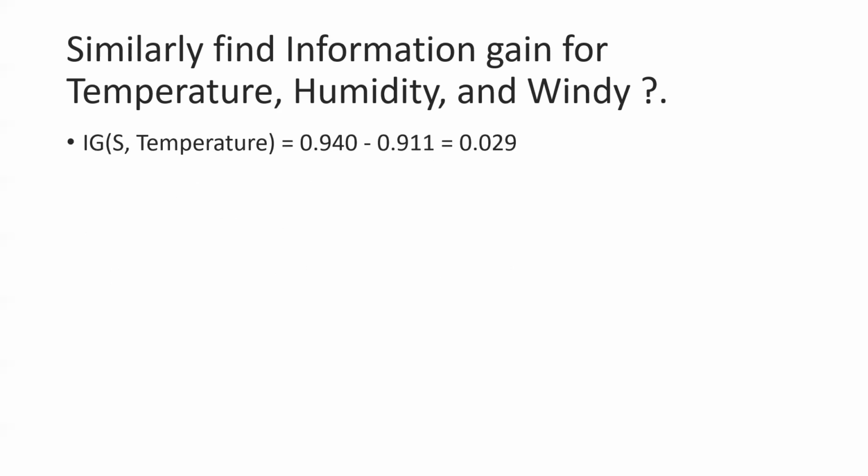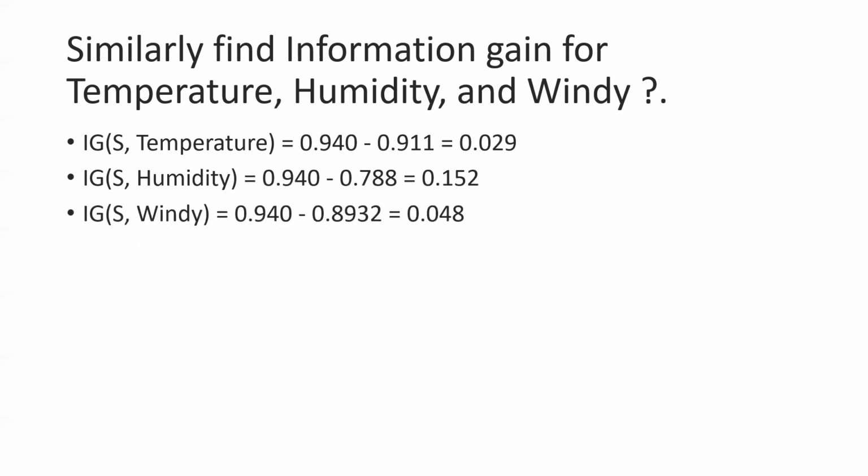So the IG for temperature was 0.940 minus 0.911, right? To those who got the answer as 0.911 for temperature, very good. The answer was 0.911, which is the entropy. The overall entropy was 0.940. So subtracting 0.940 minus 0.911 we got 0.029 for temperature, 0.152 for humidity, and 0.048 for windy. This is the answer you must get. If you're not able to get this, make sure you made some mistake.